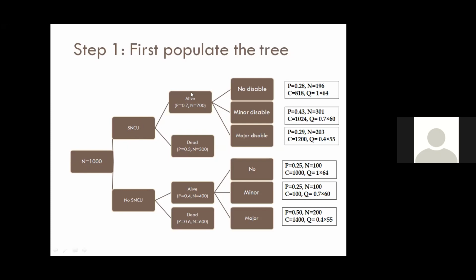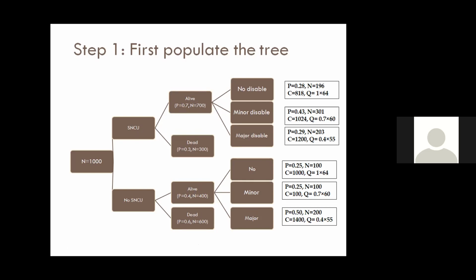And in SNCU, some people will be alive, some people will be dead. Those who are alive, they will have three outcomes: no disability, minor disability, and major disability. Or they will be dead. If dead, the story is finished. In the no SNCU case, similarly, two things might happen, either alive or dead. And if alive, then no disability, minor disability, major disability. So we have to really find the probabilities, and later on the cost and quality, everything on there.